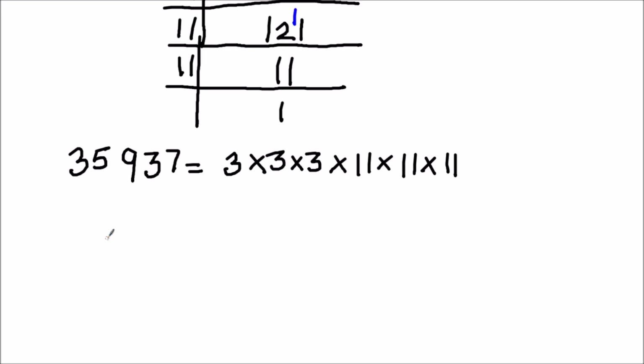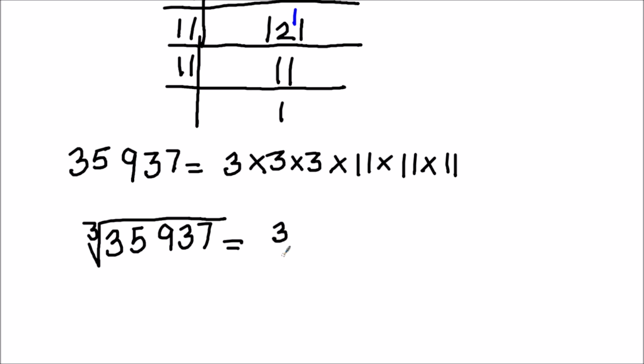Now to find the cube root of 35,937, we'll take the cube root on both sides. So this is the cube root of 35,937 and here too the cube root of all these factors. As we are taking the cube root, we can write these factors as exponents. So this is 11 cube and 3 cube.